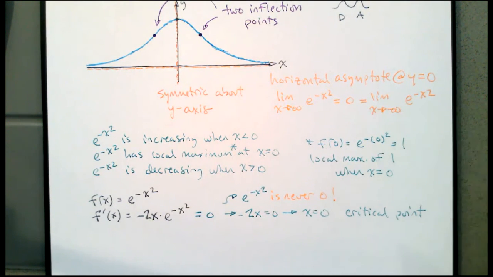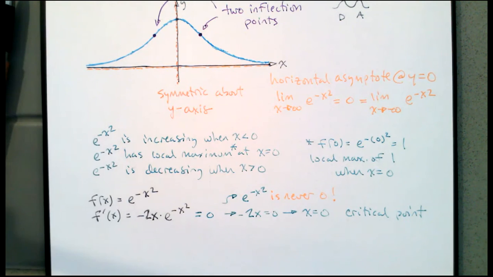That's why we never see this graph cross the x axis. And that's one of the things that explains this horizontal asymptote behavior. As x goes to infinity, we're taking e to a very large negative number. So e to the negative x squared is never equal to 0. It's just going to get smaller and smaller.